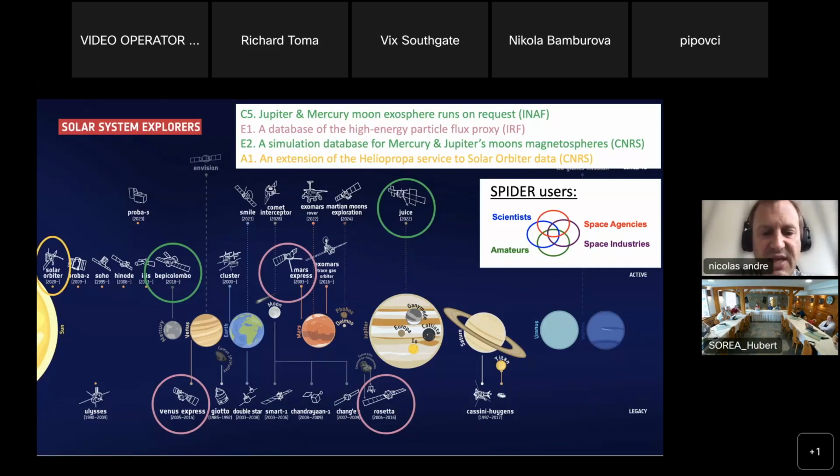Mars Express, Venus Express and Rosetta, which were very visible missions from ESA around Venus, Mars or a comet. Mars Express is still in operation. And so this is important to capitalize on these missions and their unique observations. And Solar Orbiter, which is a heliospheric mission, but with some potential benefit for the planetary space missions and the planetary communities. And again, our users: scientists, amateurs, space agencies, and space industries, trying to link and liaise between all of them.